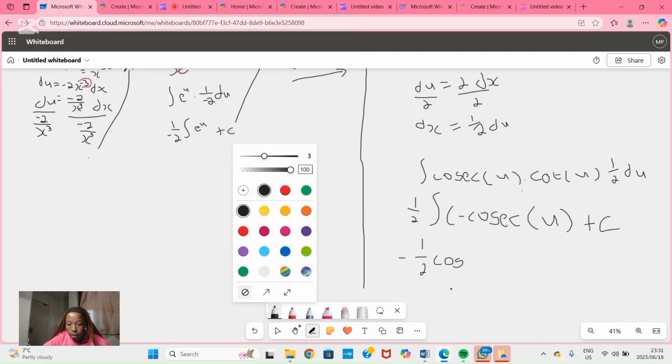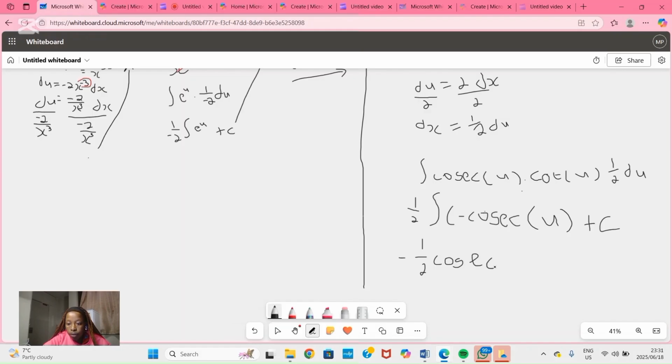Negative 1 over 2 cosec. Instead of writing u, we're going to write 2x minus 1, since we first let u equal 2x minus 1, so now we're bringing it back. Then this will be our final answer.